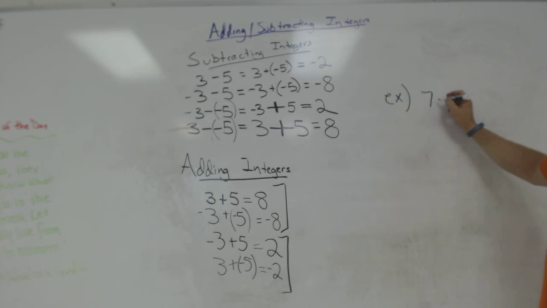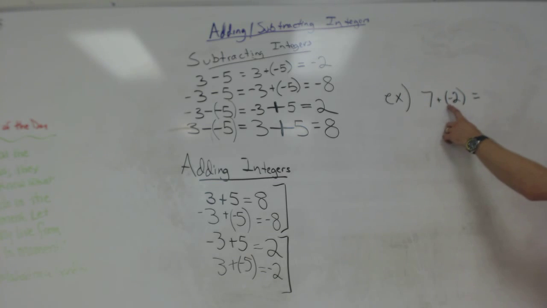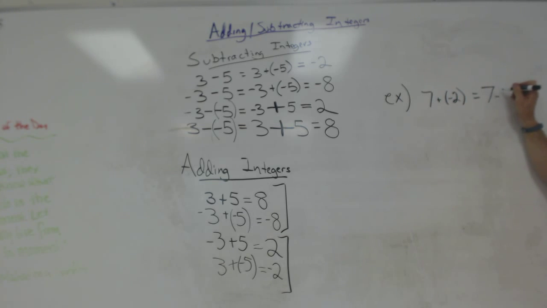What if I had 7 plus negative 2? Anyone think of another way of thinking about 7 plus negative 2? I can't change plus to times. That would totally change it. What is plus a negative? That's the secret of subtraction. Plus a negative is the secret of subtraction. So 7 plus negative 2 is the same thing as 7 minus 2. So it's 5, a positive 5.